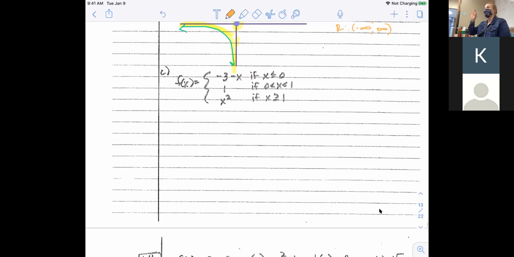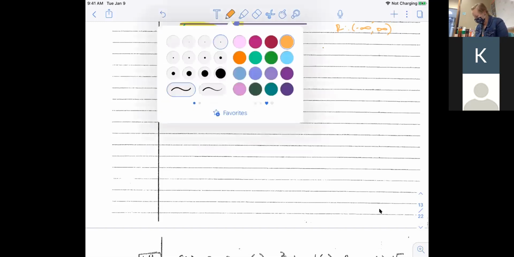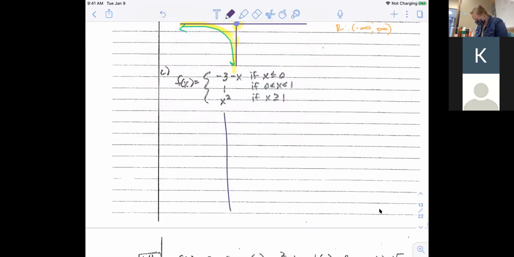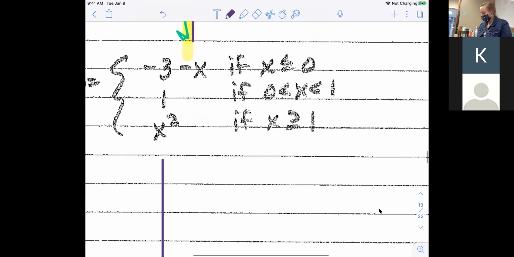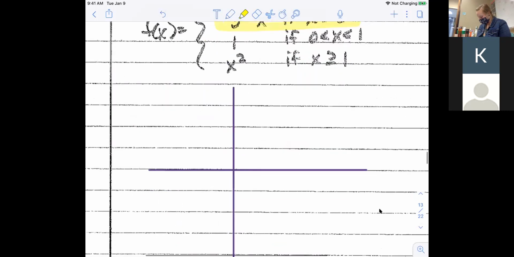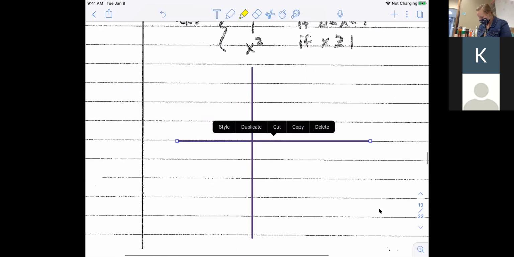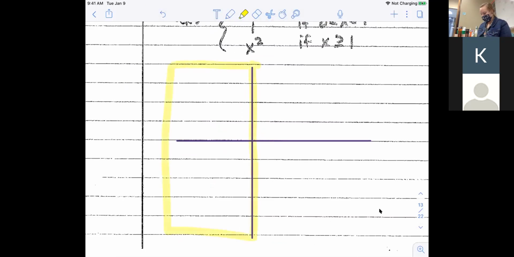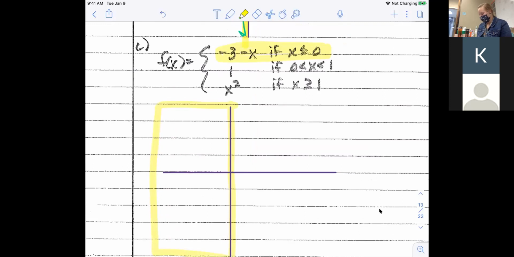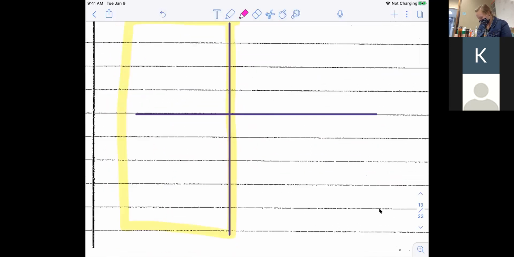This one has 3 pieces, so we're going to have 3 boxes on this. So I'm going to draw my little graph. And it says that I have a function that goes from x is less than or equal to 0. Okay, so I'm going to do a little box over here that includes 0 and then everything less than it. Then I have a box that goes from 0 to 1. It doesn't include any of them, 0 to 1. So I'm going to say that's here.